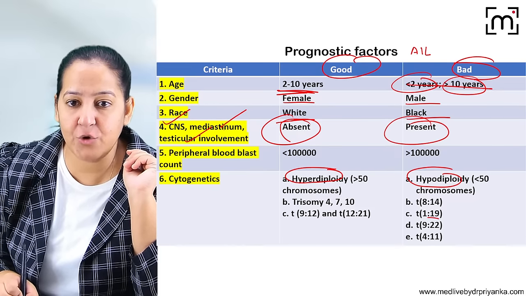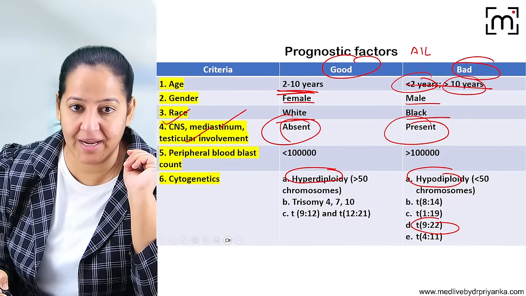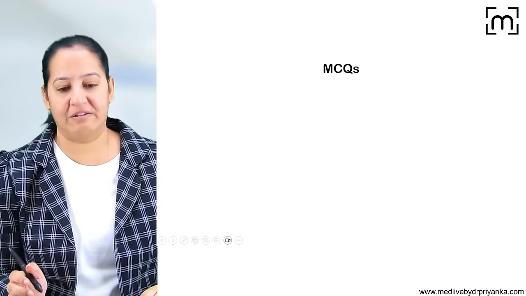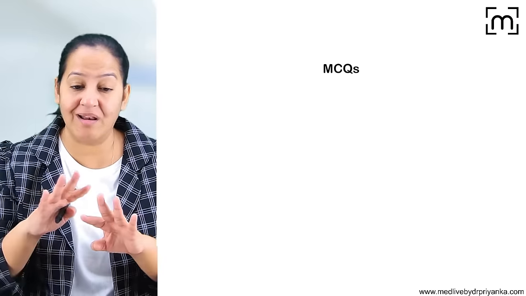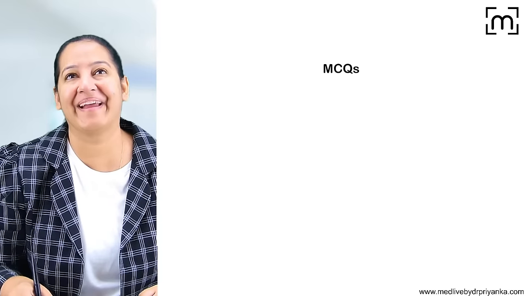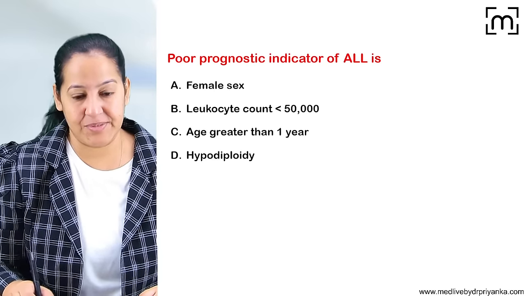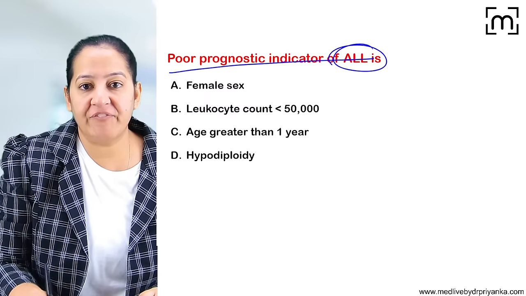Please learn that. Okay, 922 here is bad. So please learn the important prognostic factors. We will solve certain MCQs and move on to the last leukemia, that is CLL, quickly. Okay, so coming to some MCQs. What is the poor prognostic indicator of ALL?